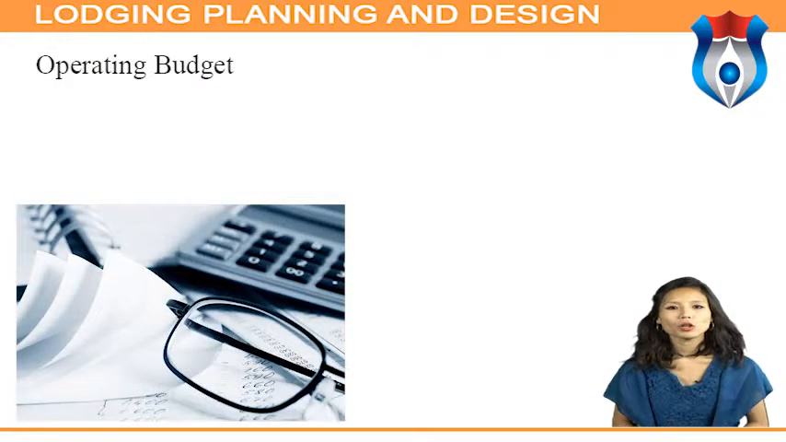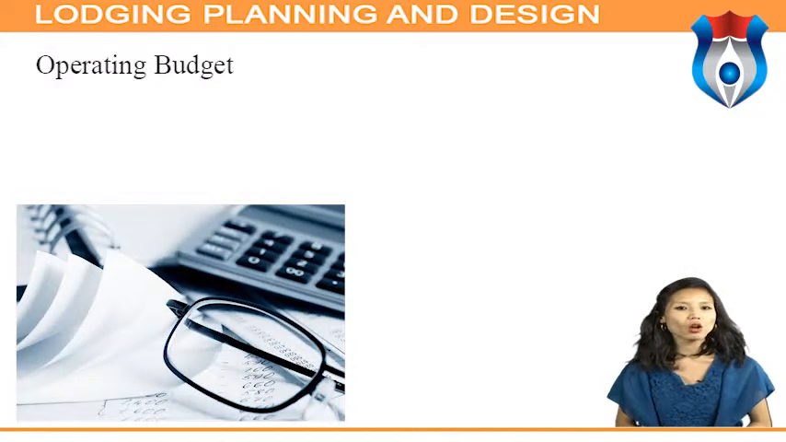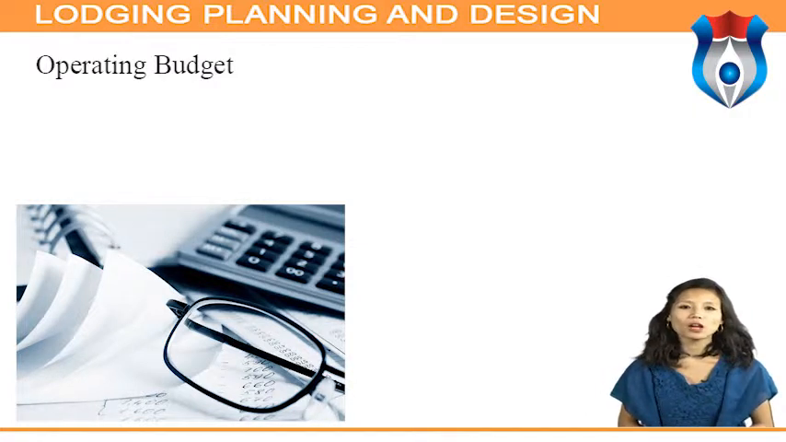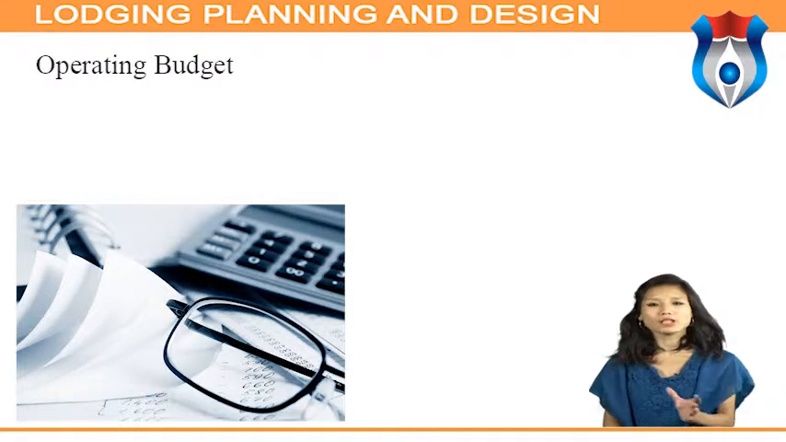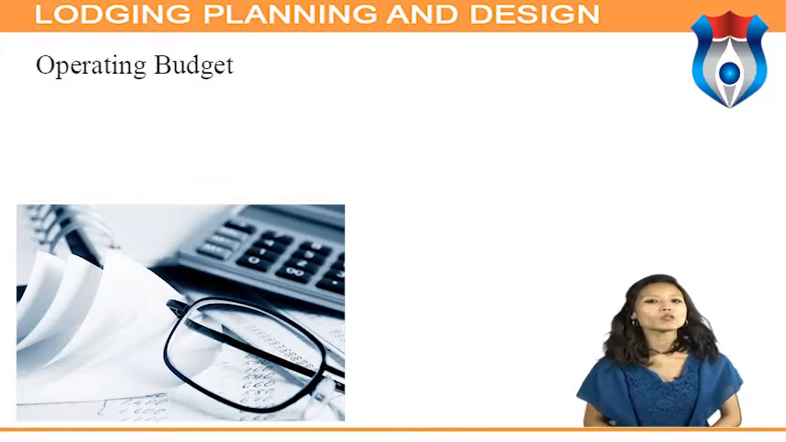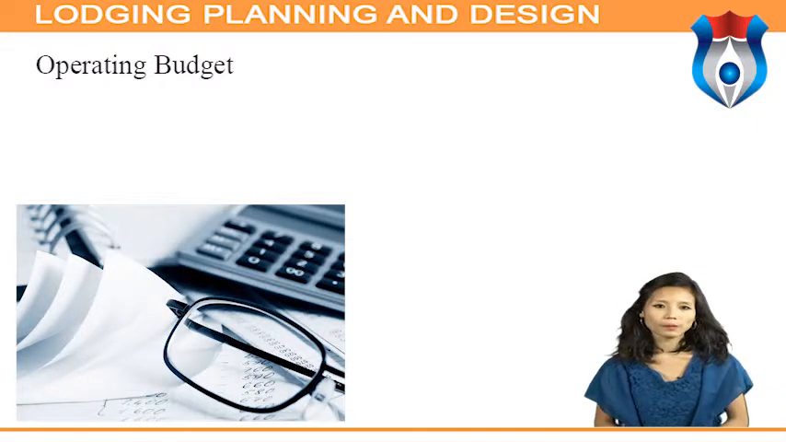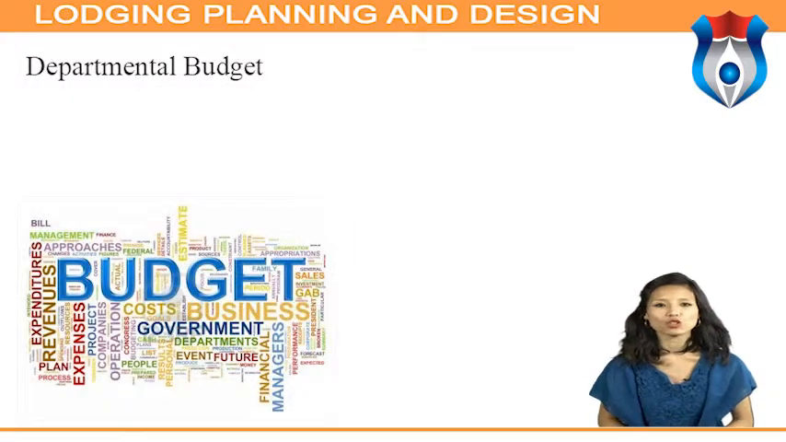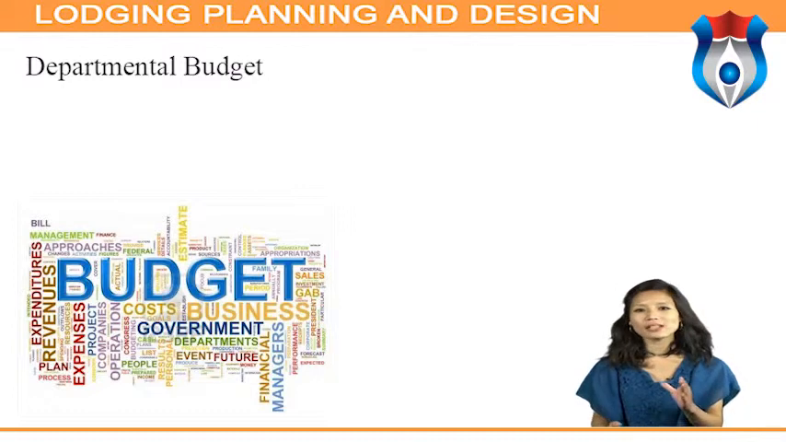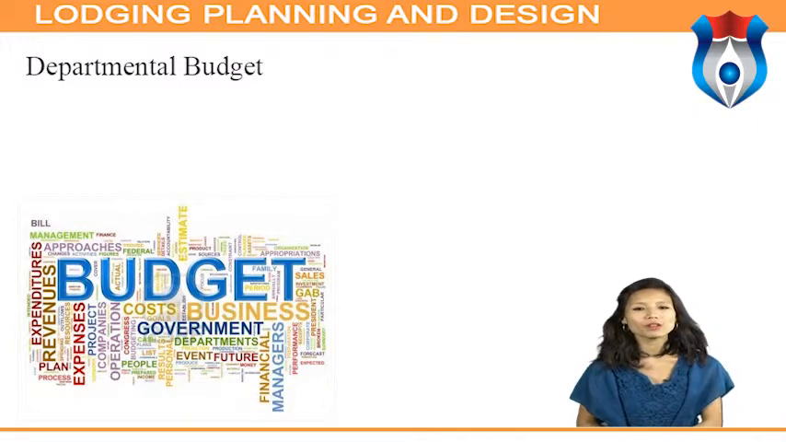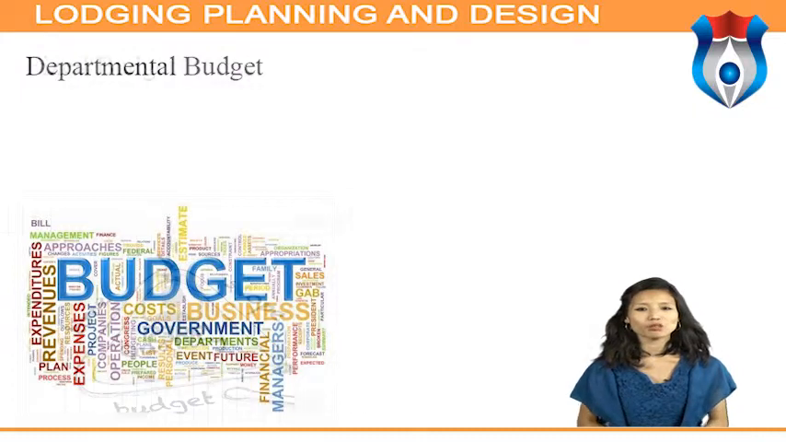Operating budget. Operating expenditures are those costs that are incurred in order to generate revenue in the normal course of doing business. The cost of all non-recycled inventory items such as cleaning and guest supplies is also operating cost. Departmental budget. Each department of the hotel forwards a budget for its estimated expenses and revenue to the financial controller. For instance, there would be a housekeeping budget, etc.